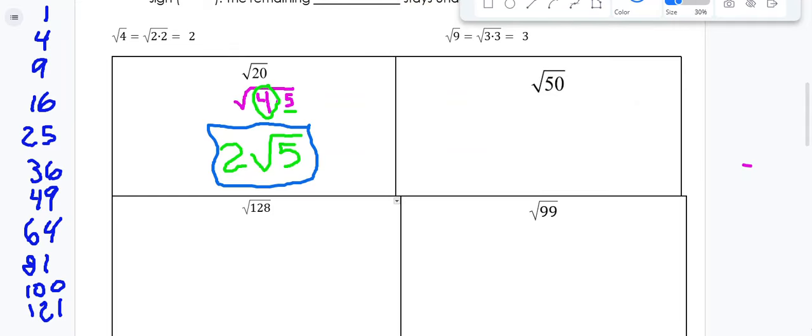So square root of 50, I'm going to go through here. These are way too big, way too big. 49, that's like 50. That's not going to go into it. 36, that's not going to divide into 50. But 25 will, right? 25 will.